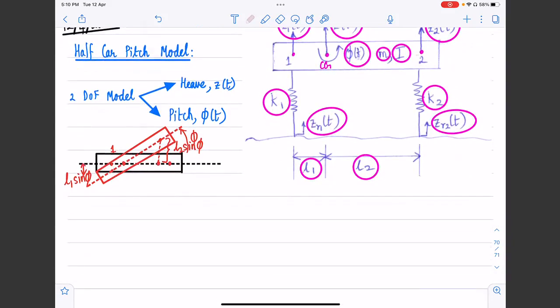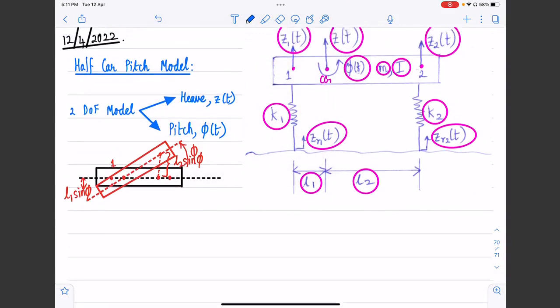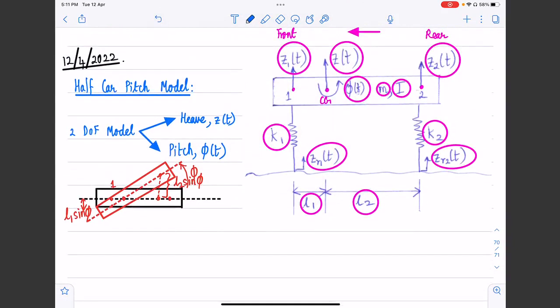Consequently, if the middle point, which is the center of gravity of the sprung mass, is displaced upwards by Z, we can immediately observe that Z1 of t, without loss of generality, we are taking this counterclockwise rotation to be positive.